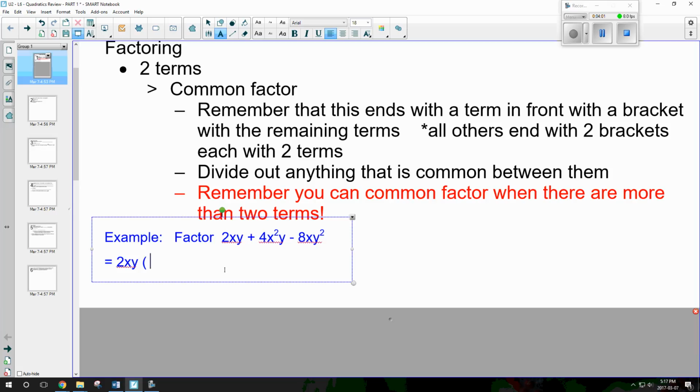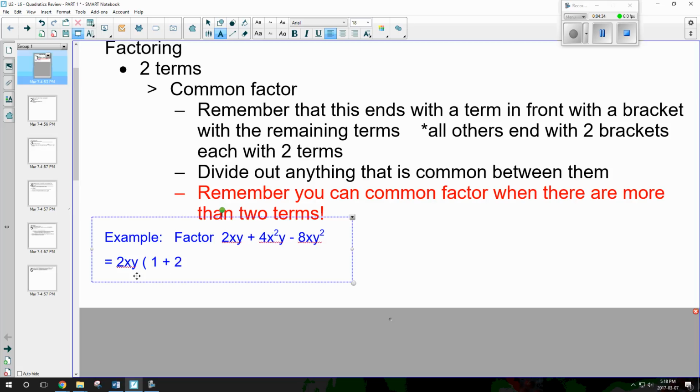What follows is brackets. And then remember, inside the brackets, this is where we divide. So we take what is in this original term and divide out our common factor. So 2xy divided by 2xy, because they're exactly the same, anything divided by itself is 1. Then we look at the next one, 4x squared y divided by 2xy. So do it piece by piece. Do the numbers first. Positive 4 divided by positive 2 gives us a positive 2.